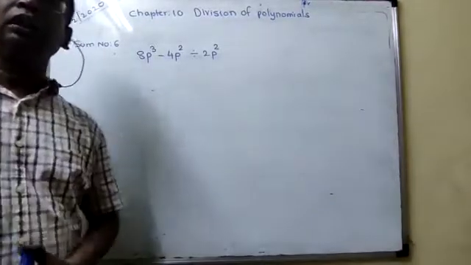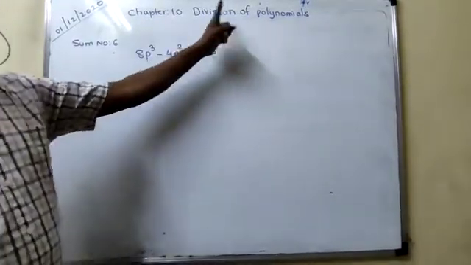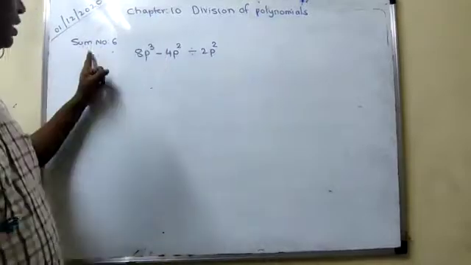Good morning, students. We'll continue chapter number 10, division of polynomials, 10.1, sum number 6.